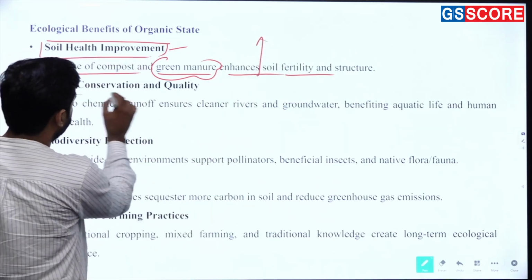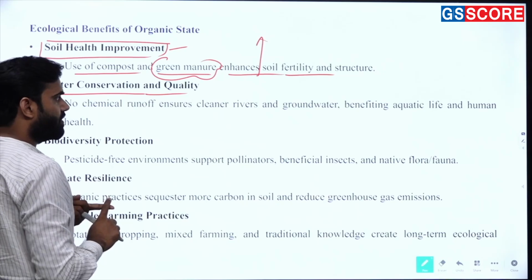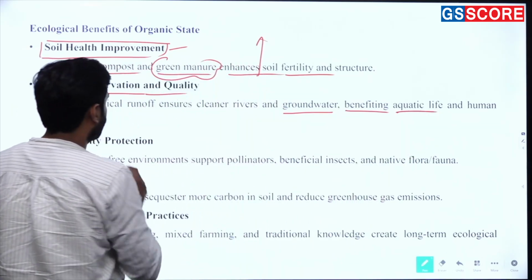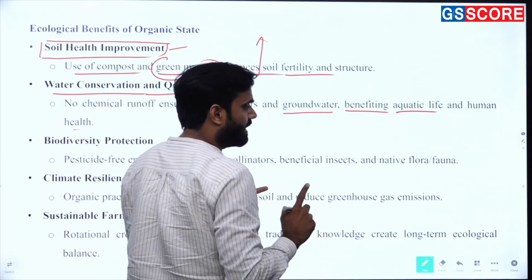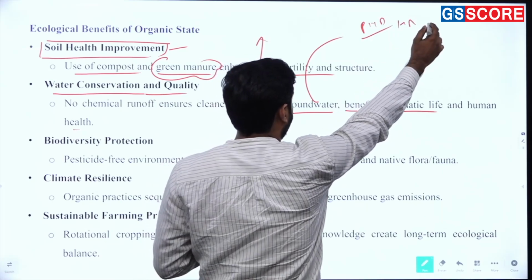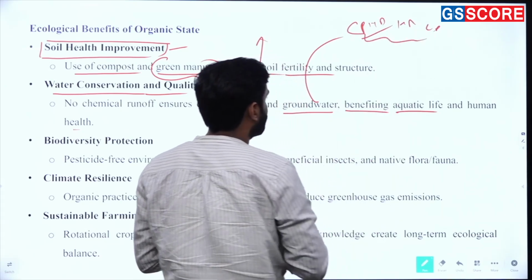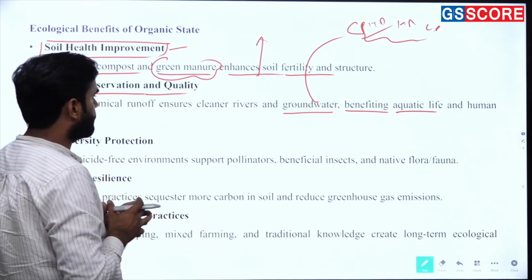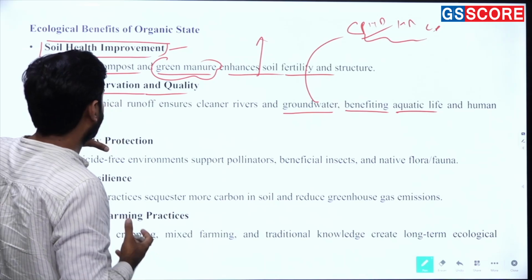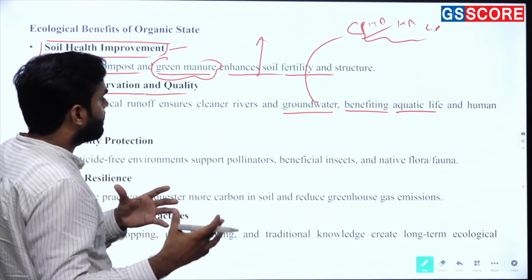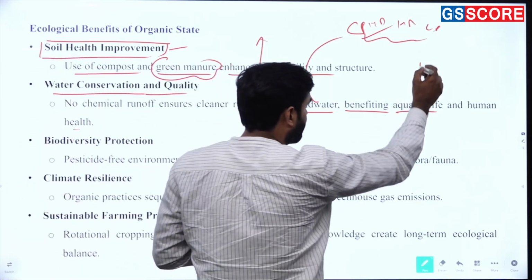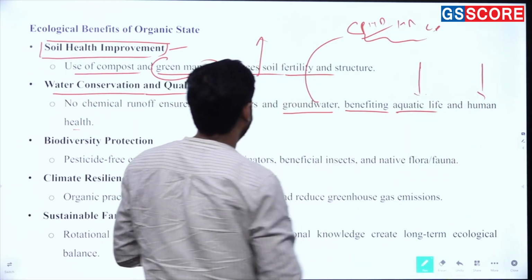Next, water conservation and quality. No chemical runoff ensures cleaner rivers and groundwater, benefiting aquatic life and human health. You know that we have a number of examples from Punjab, Haryana and UP. These states have groundwater pollution. Why? Because they are using high amounts of chemical fertilizers. So the benefit here is that we focus on non-chemical fertilizers, and we can protect water conservation and quality well. Now we can protect aquatic life including human health.